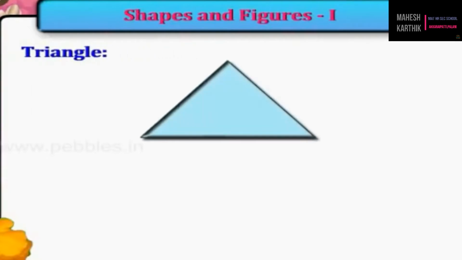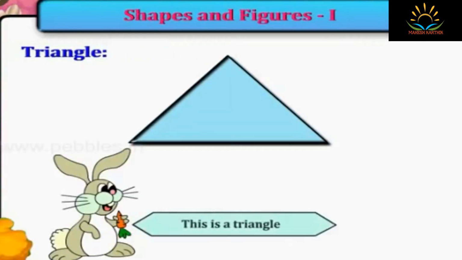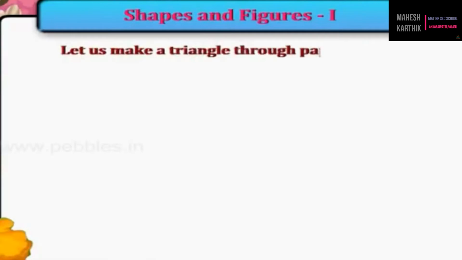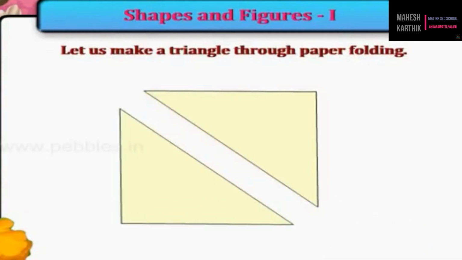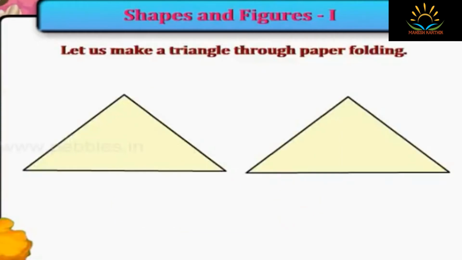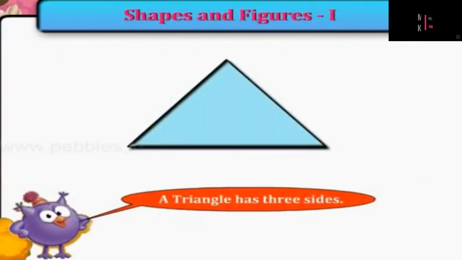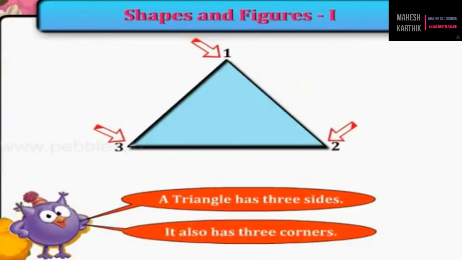Triangle. This is a triangle. Let us make a triangle through paper folding. Take a paper and cut it along its diagonal. We get 2 triangles. A triangle has 3 sides. It also has 3 corners.